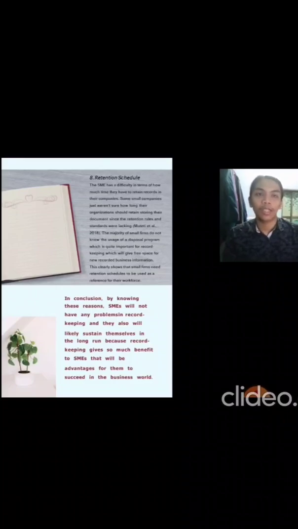So in conclusion, by knowing these reasons, SMEs will not have any problems with record keeping, and they will also likely sustain themselves in the long run, because record keeping will give so many benefits to SMEs that will give advantages for them to succeed in the business world.